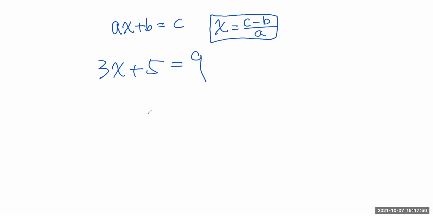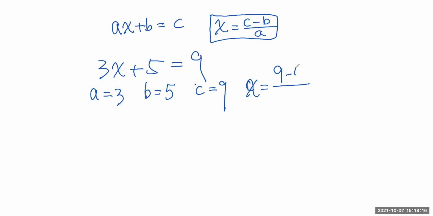Okay. So in this case, what is our A? What is our B? And this is our C, right? Okay. So our A is 3, our B is 5, our C is 9. So therefore, we just use the formula, which is already given to us. x is equal to c, which is 9, minus b, over a. That's 3. So it's 4 over 3.